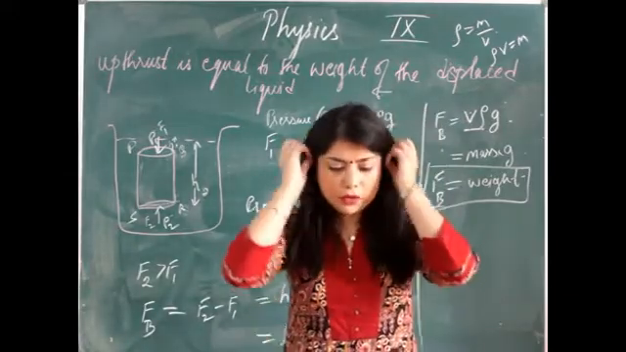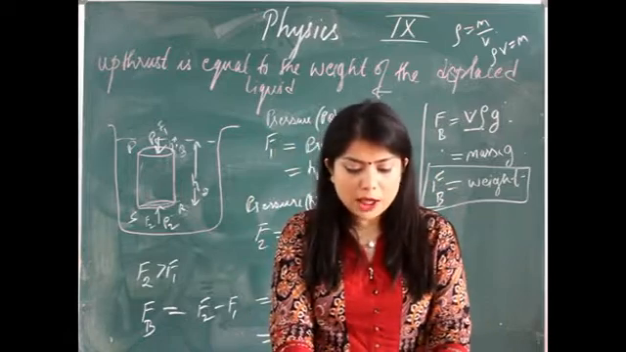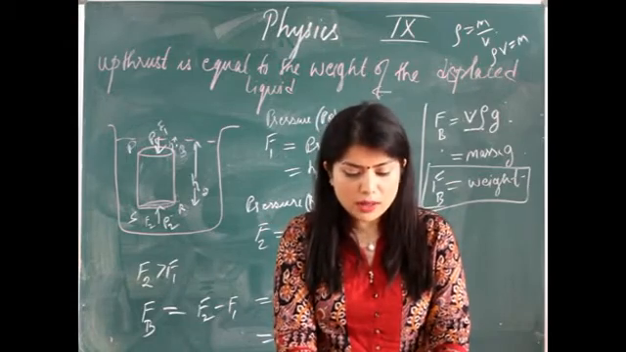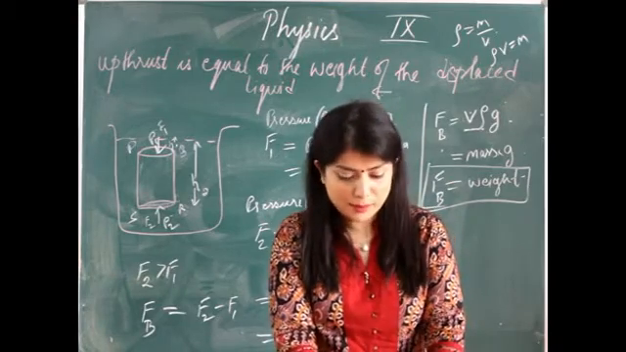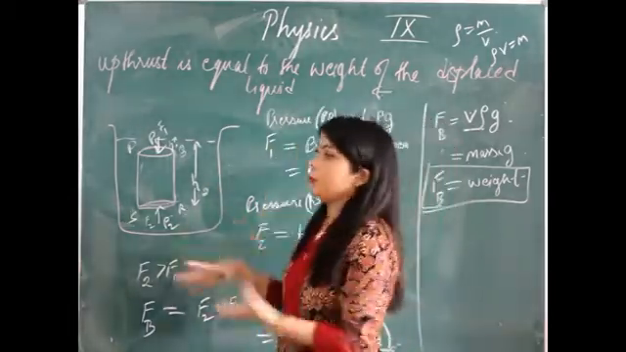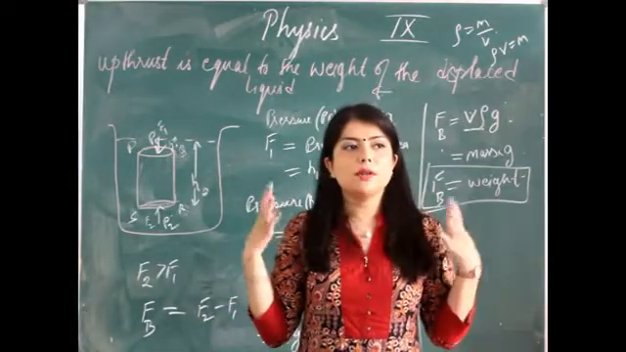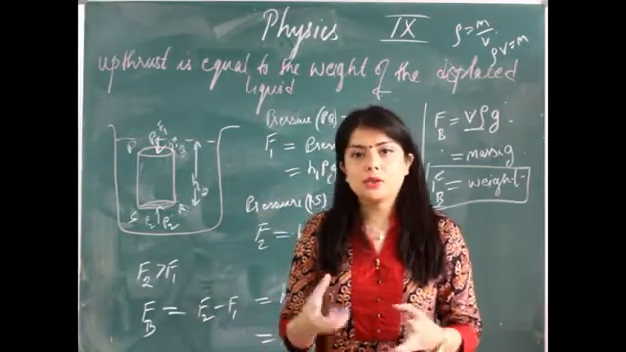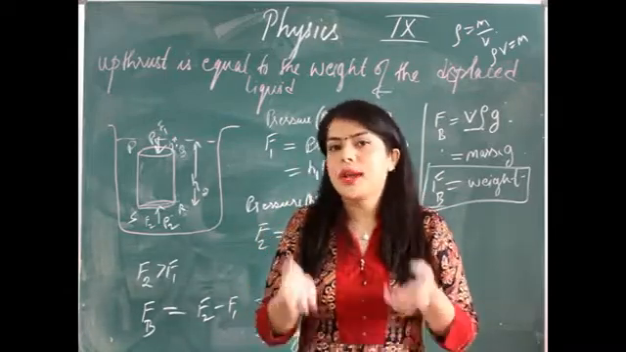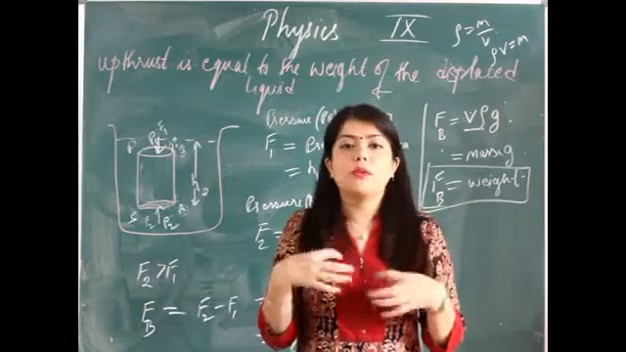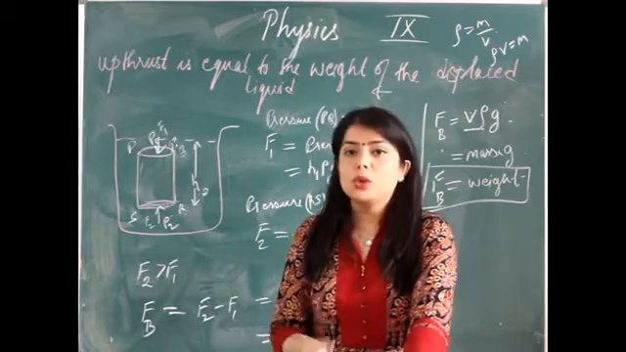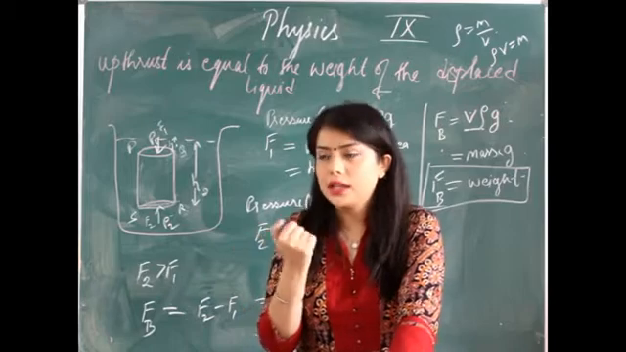Now, there are a few things to note. First one is, if a body is completely immersed in a liquid, the volume of liquid displaced will be equal to its own volume and the upthrust then will be maximum. So, suppose you immerse your body inside a swimming pool, some amount of water will rise. The amount of water which is rising is equal to the volume of your own body. That is the first thing.